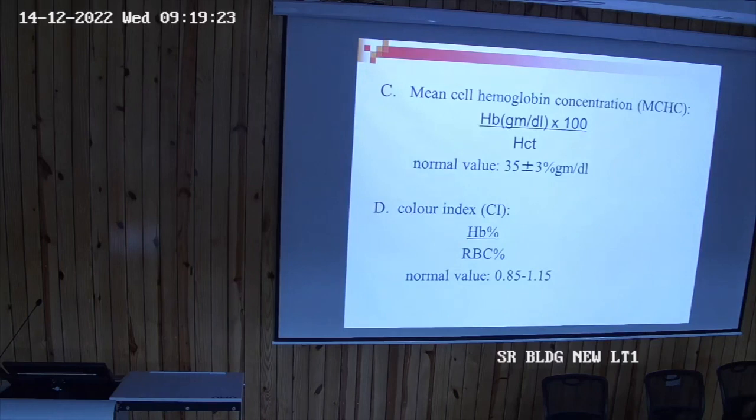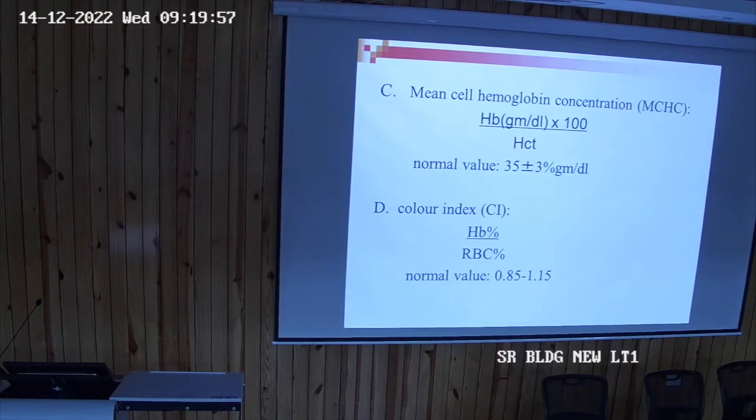This is another important index, mean cell hemoglobin concentration, or mean corpuscular hemoglobin concentration. In this, it is only the utilization of hemoglobin and PCV. Clear? The normal value is 35 plus minus 3. The cell can never be hyperchromic. It may be normochromic or hypochromic, but it will never be hyperchromic.